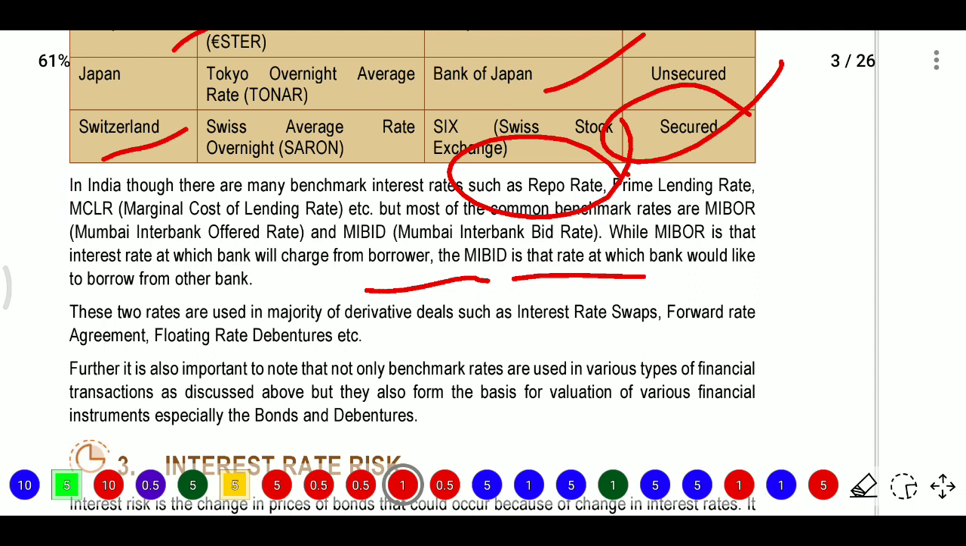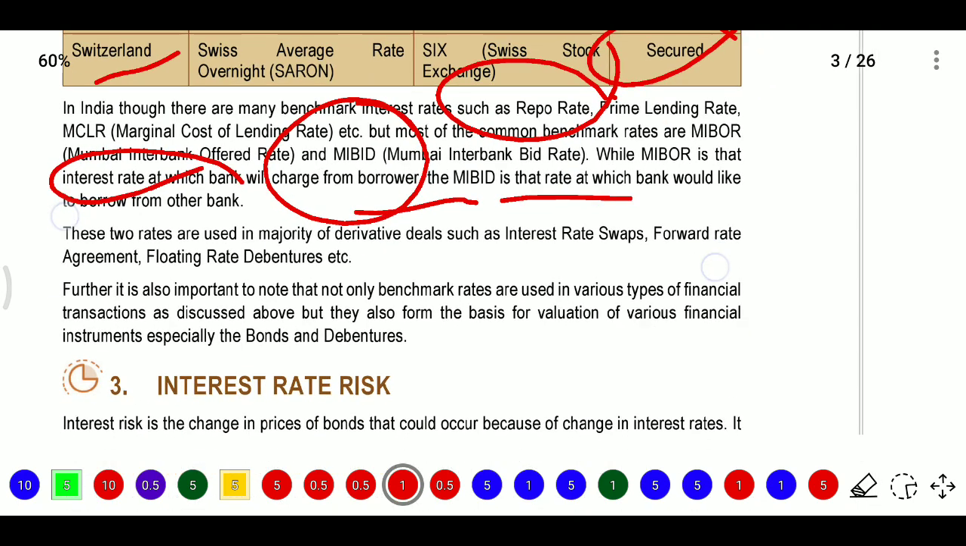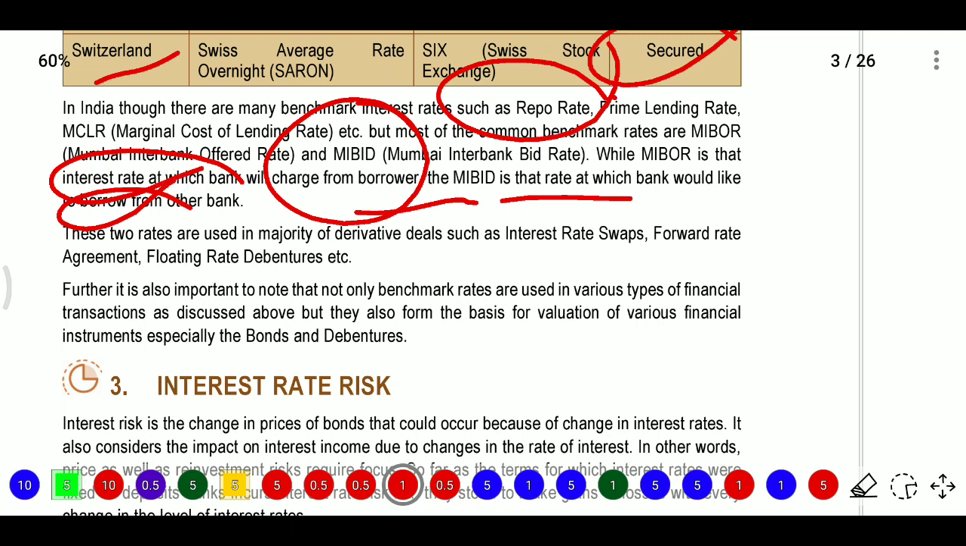So if you are borrowing money, meaning the interest rate charged from the borrower, then MIBAR can be used. Where the borrower is from another bank, then MIBID will be used. There are two rates. Interest rate swaps, forward rate agreements, and floating rate debentures. Majorly these derivatives will be the types using these rates.